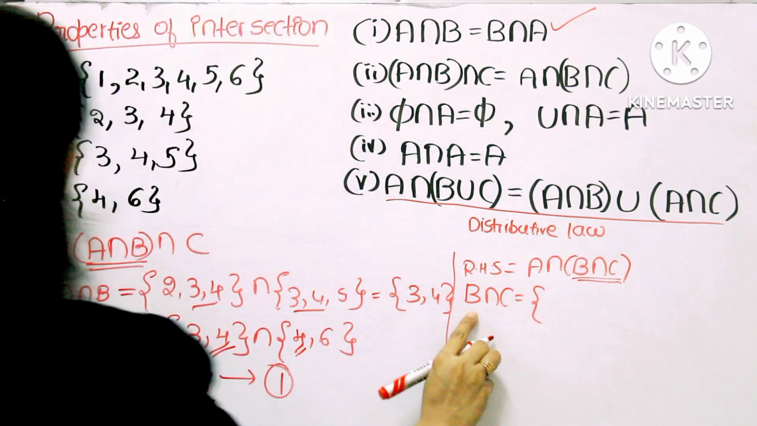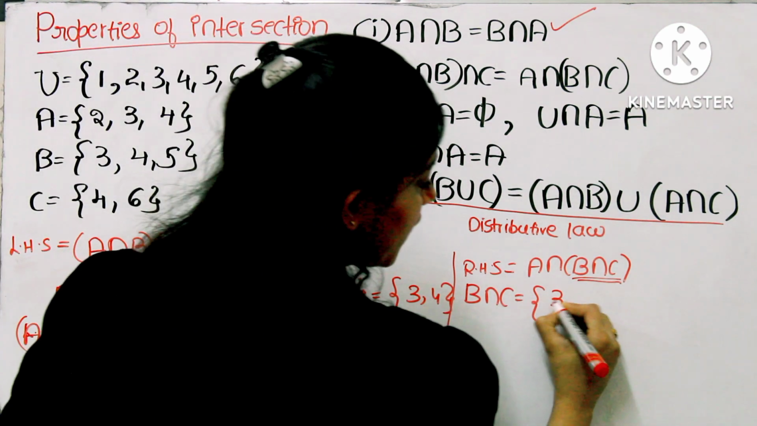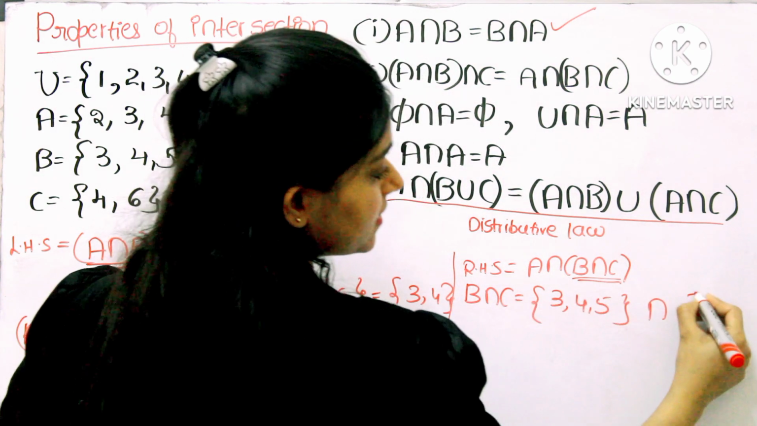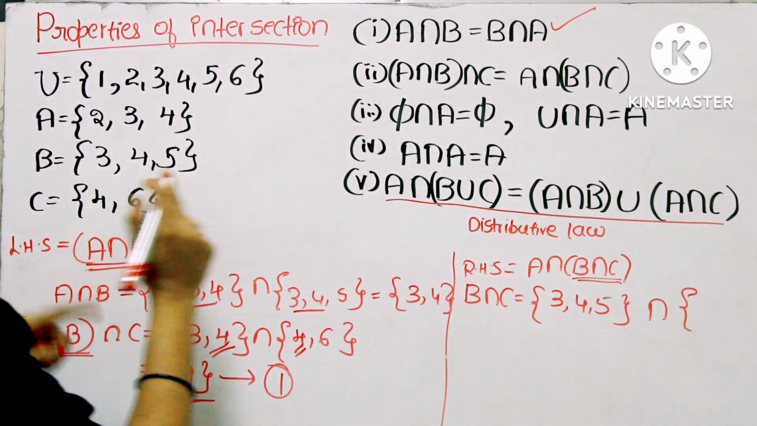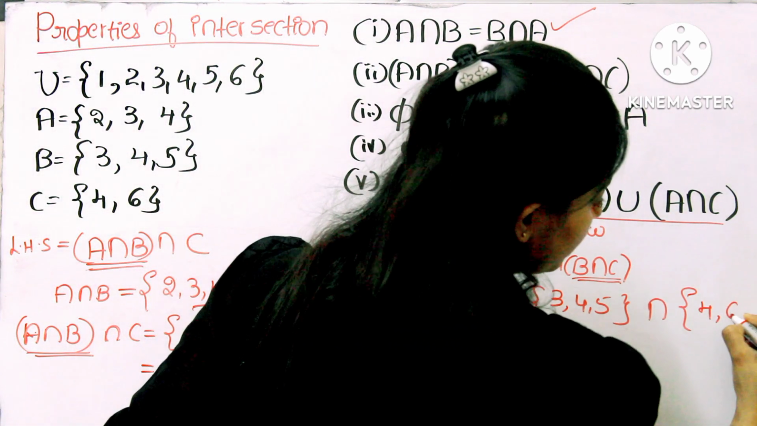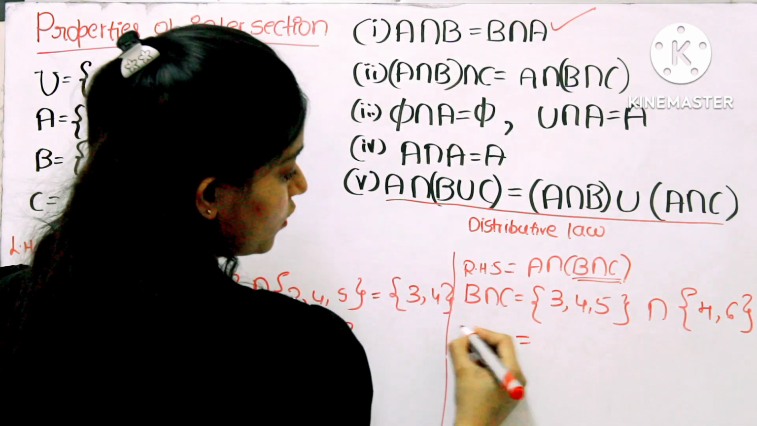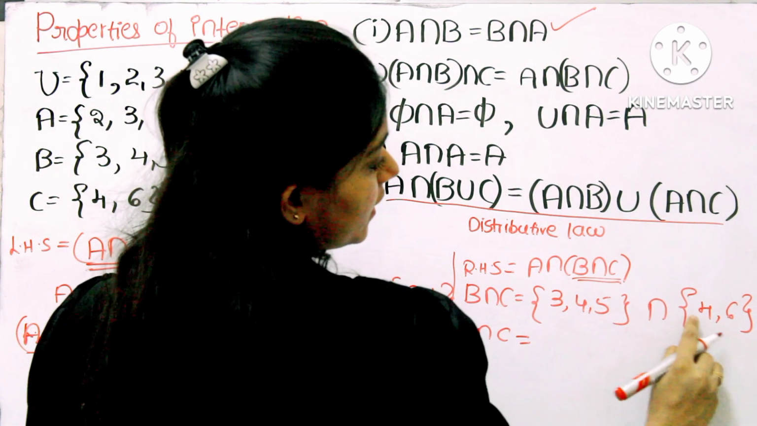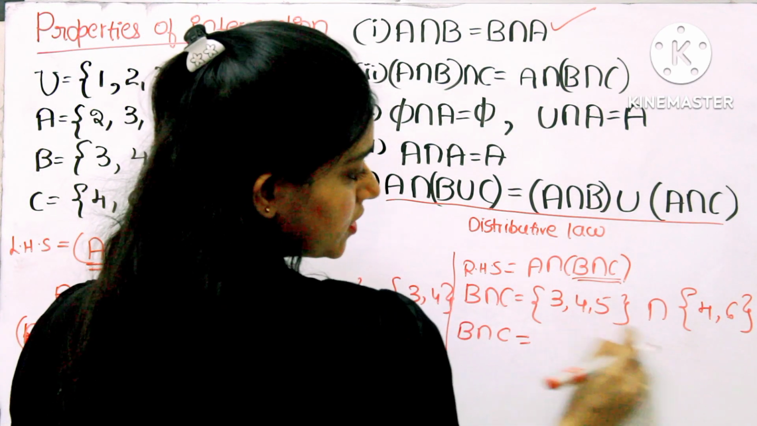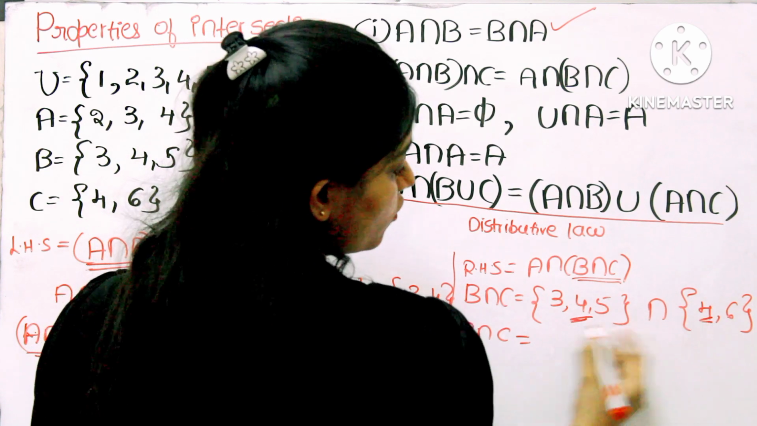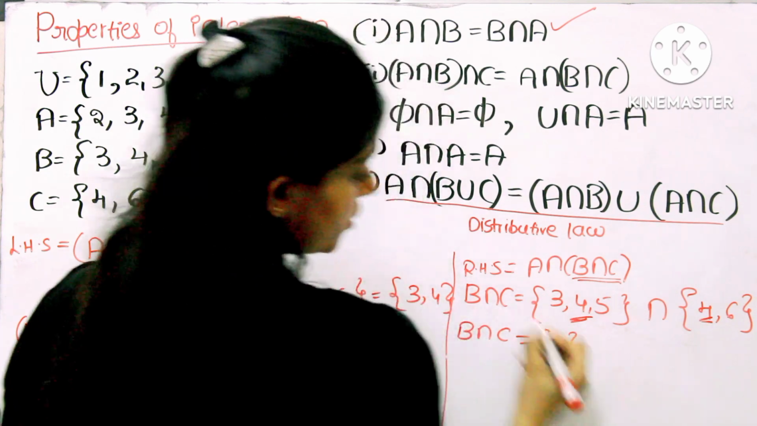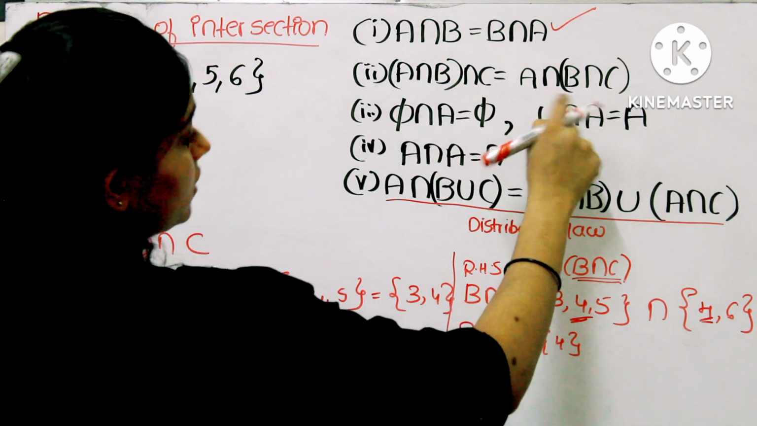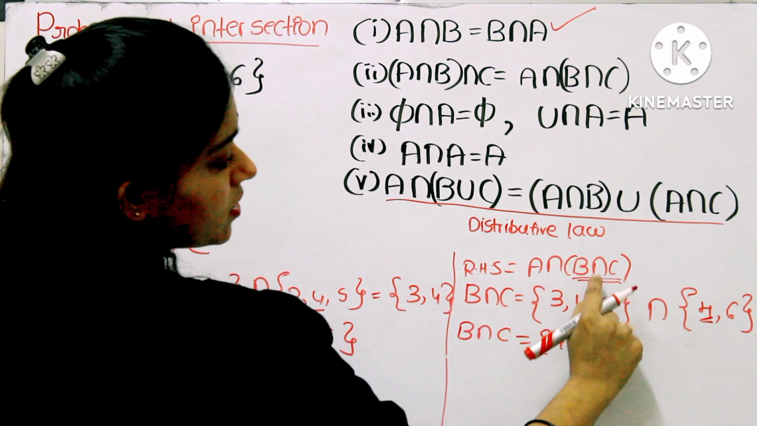So what is B here? 3, 4, 5 is in B. Next, intersection as it is, right? What is C? 4, 6. This is equal to B intersection C. You get {3, 4, 5} intersection {4, 6}. So which is the value here? Common term. 4 is a common term. So B intersection C is what? 4.